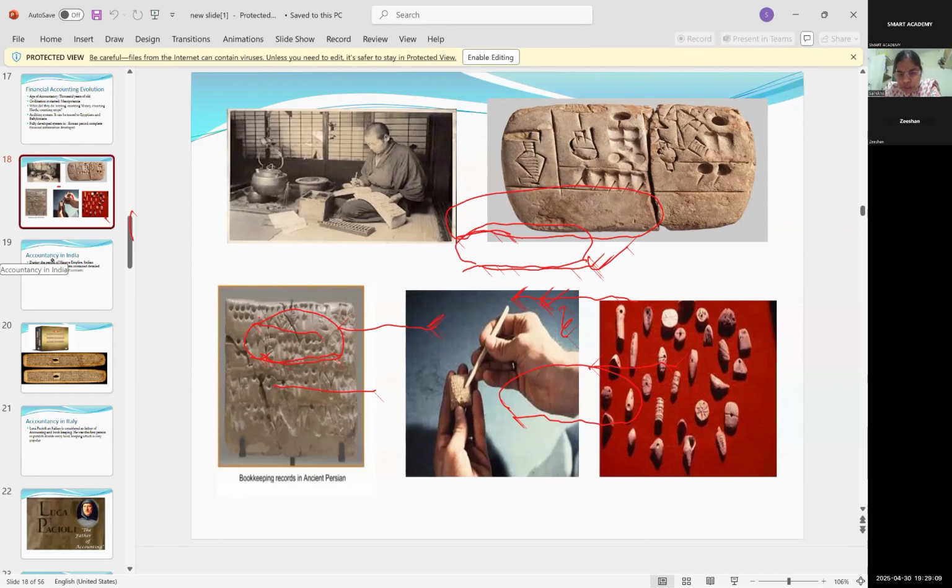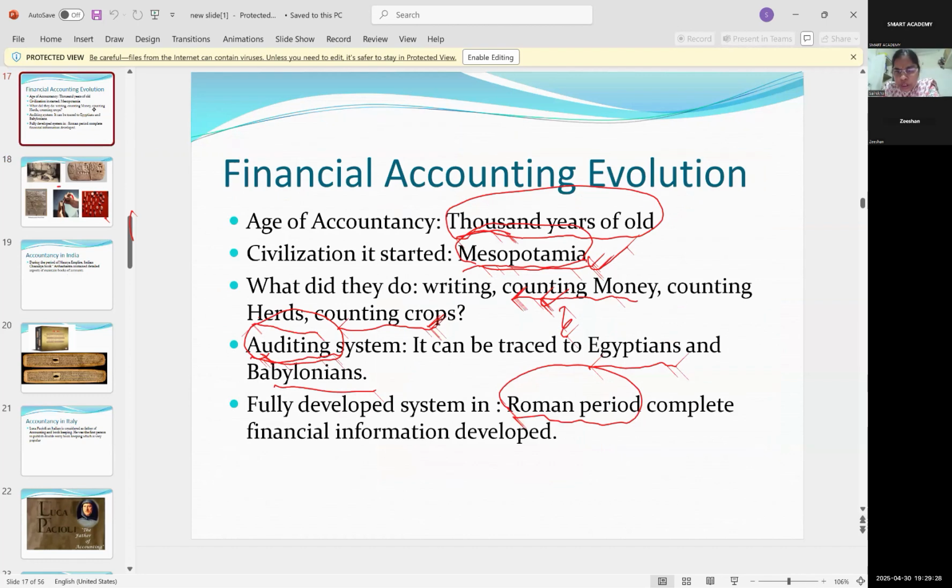Later on, after putting dots on the stone, they used to gather some small stones like this. Total 50 sheep went, so 50 stones aside. Again 50 sheep came back, so all sheep came back. Like this they used to do it. So accounting has 1,000 years of history and was developed in Mesopotamia. The auditing system was developed in Egypt, and during the Roman period, the complete financial system was developed. This is the history of financial evolution.